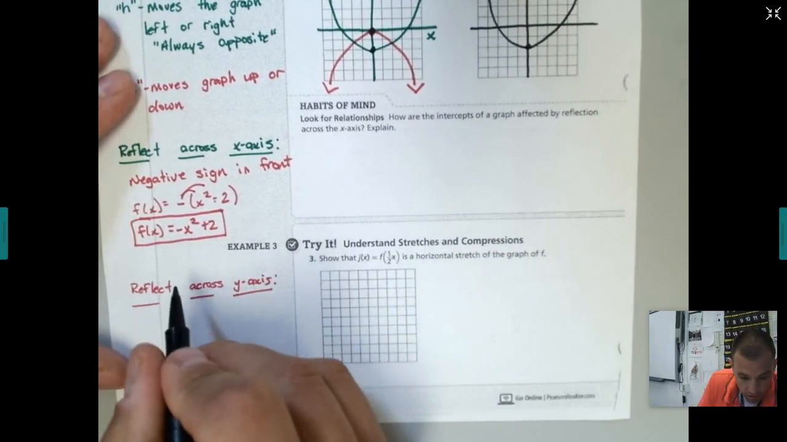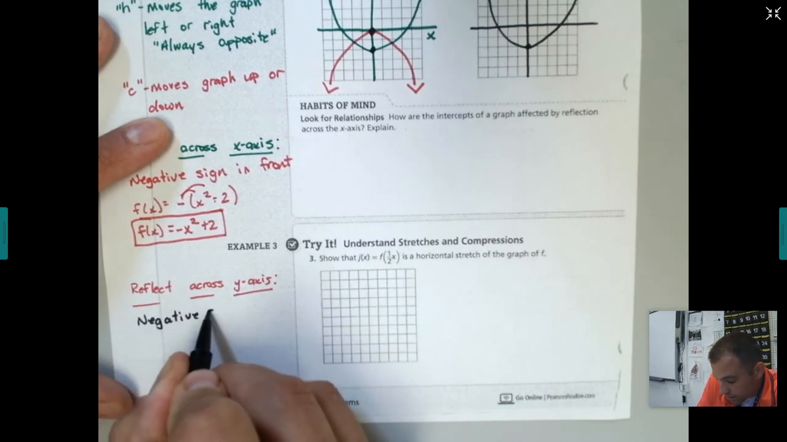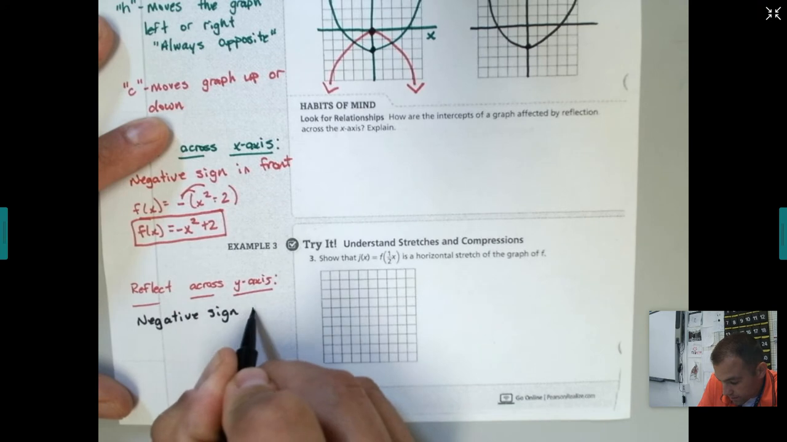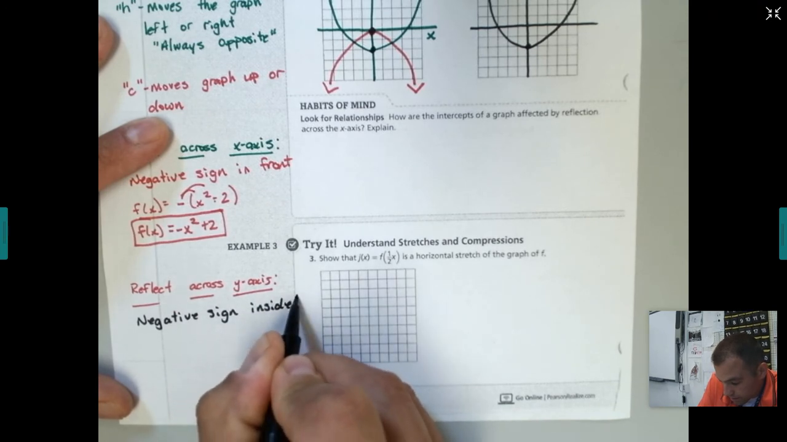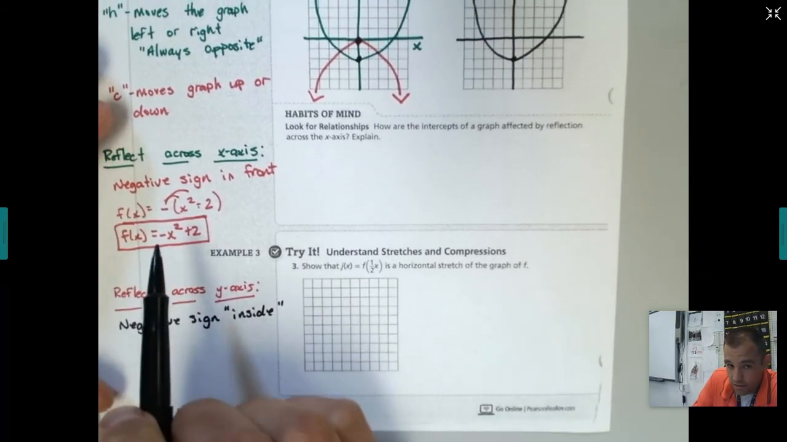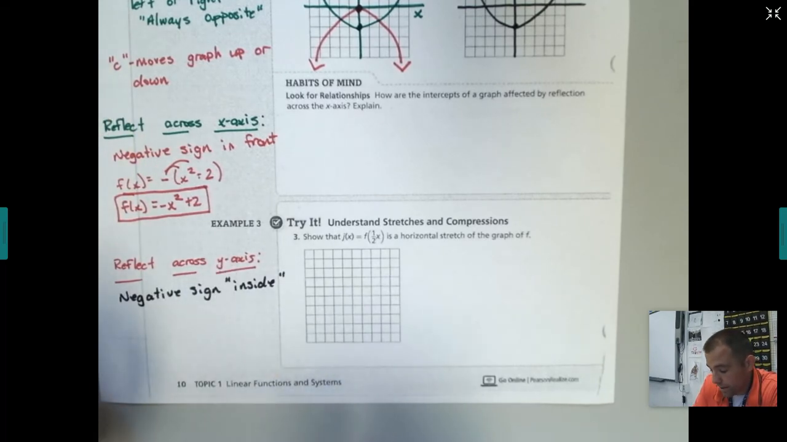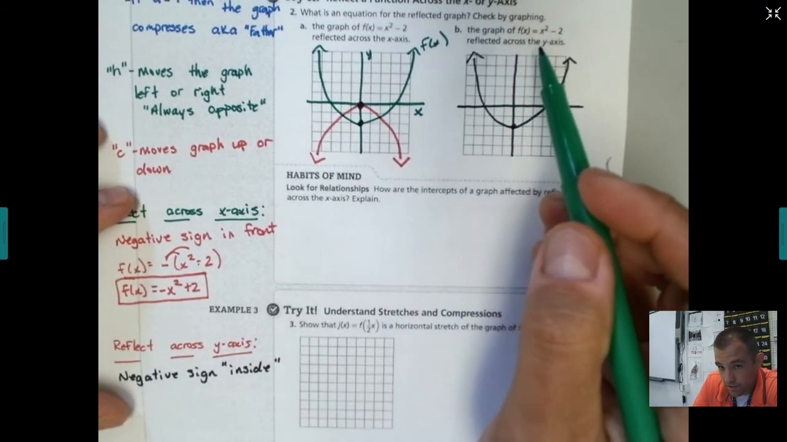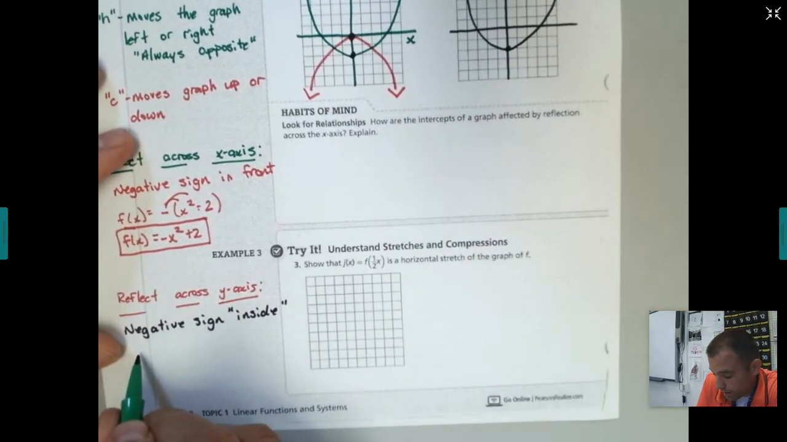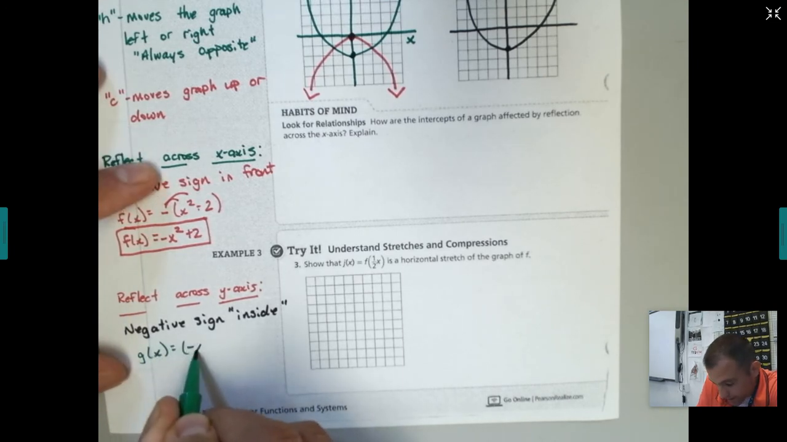Okay, to do that, we are going to put the negative sign inside the parentheses or the absolute value. Okay, so if it's outside, if it's in front, it goes over the x-axis. If it's inside, it goes over the y-axis. So if we were to do that on this problem, again, the one that they gave us, x squared minus 2, I would make it g of x, put the negative on the inside of the x.